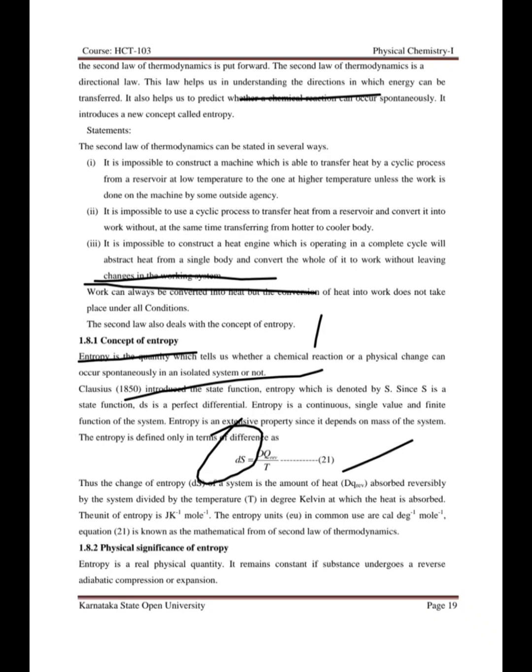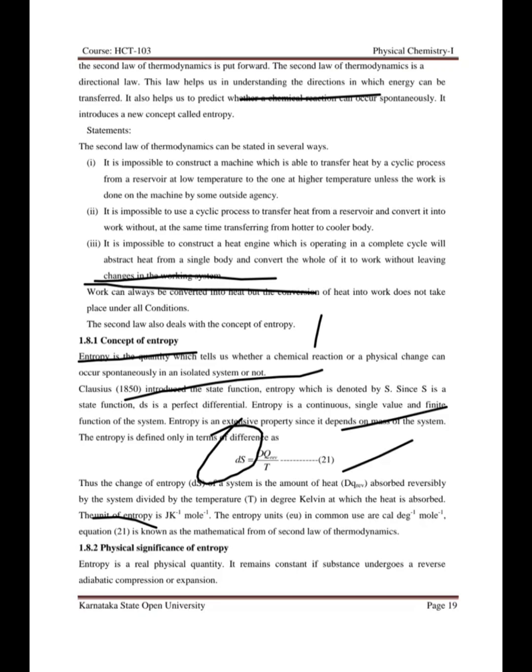Entropy is an extensive property, since it depends on the mass of the system. Entropy is defined in terms of delta S is equal to delta Q reversible by T, where T is the temperature. Thus, the change in entropy of the system is the amount of heat absorbed reversibly by the system with respect to temperature. So, what is the physical significance of entropy?